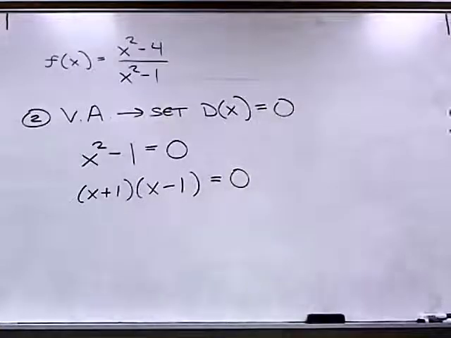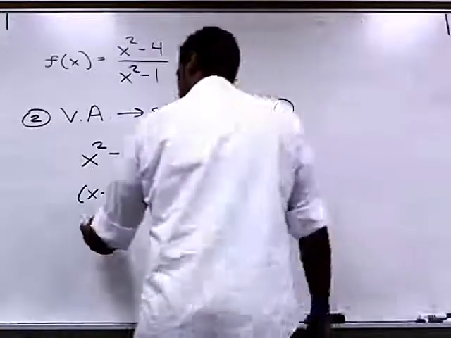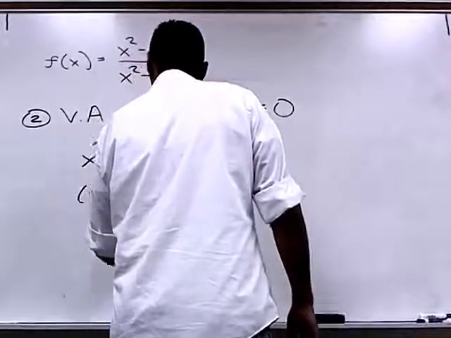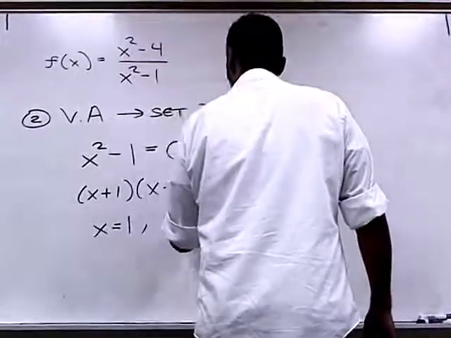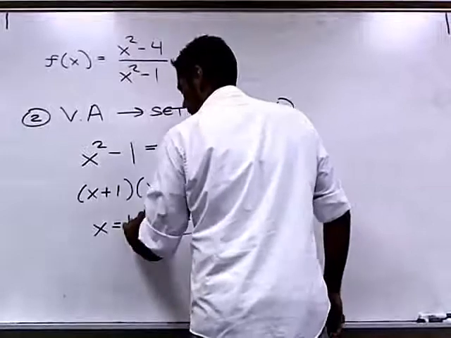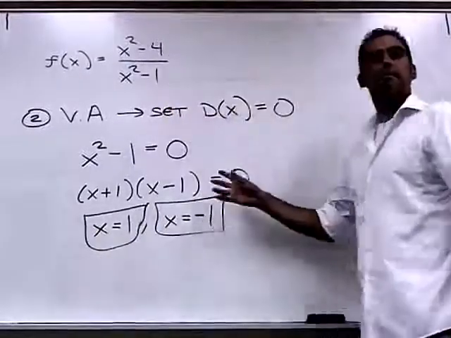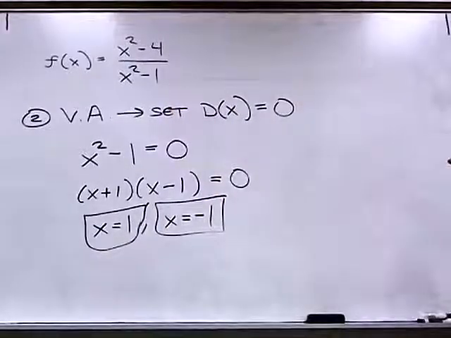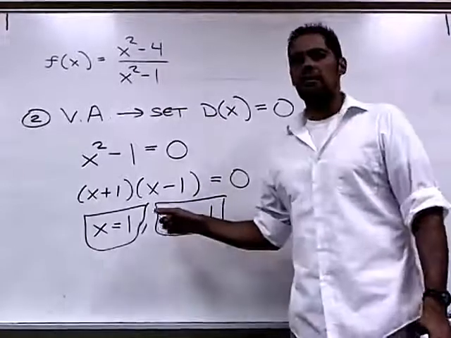And then set each one of those equal to 0. My two solutions will be 1 and -1. I'm not going to show that work, but assume you can do that, right? Okay, is that fair? Now these are points on my graph.